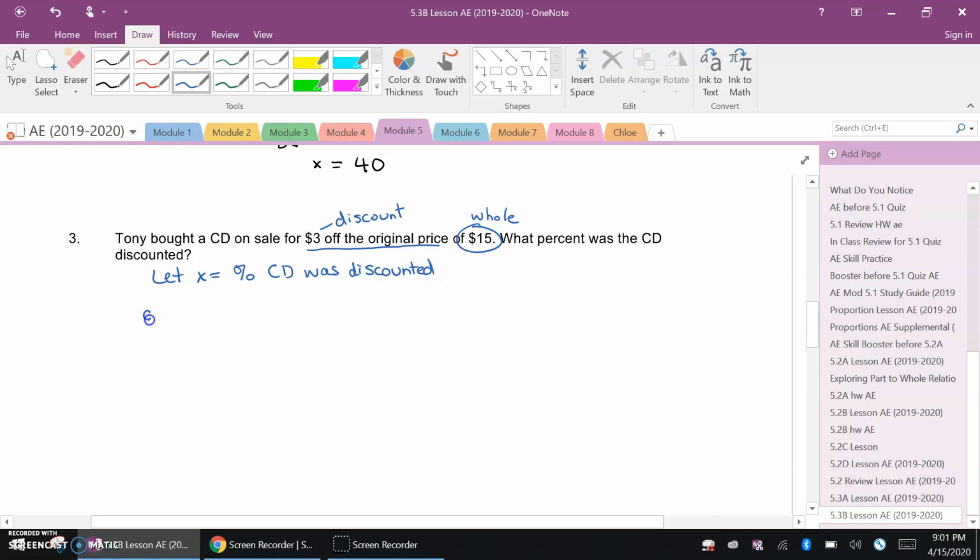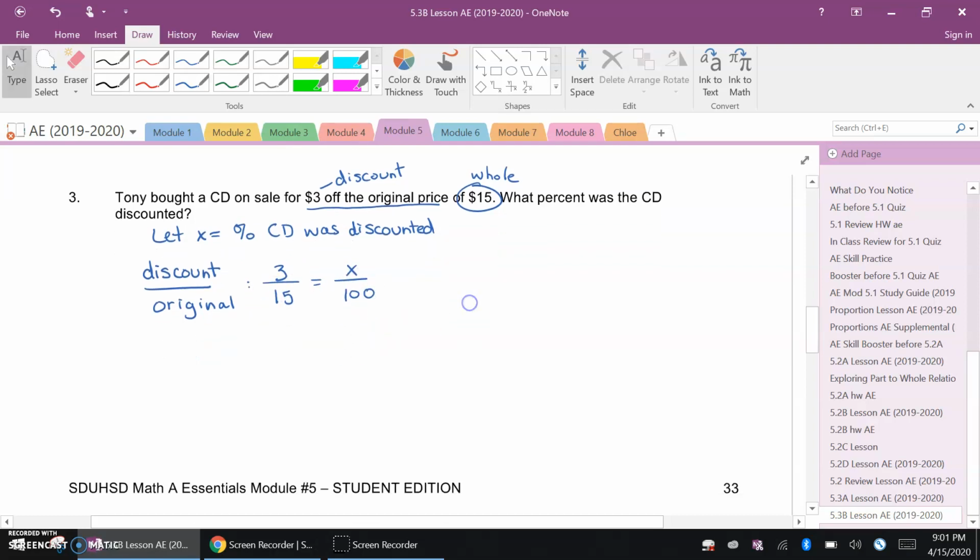So for the word ratio, personally, I think the easiest thing to do would be to use discount to original, because those are words that you see in the actual problem. And then again, we start filling it in. So $3 off, that is our discount. It says the original price was 15, and we want to know what that is out of 100. And you're going to go ahead and cross multiply.